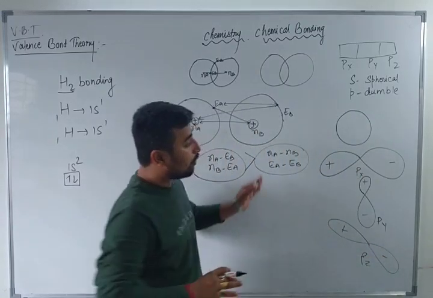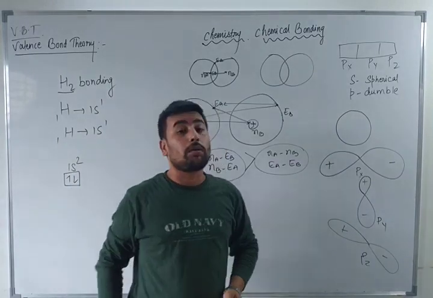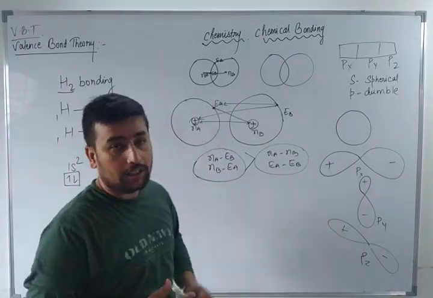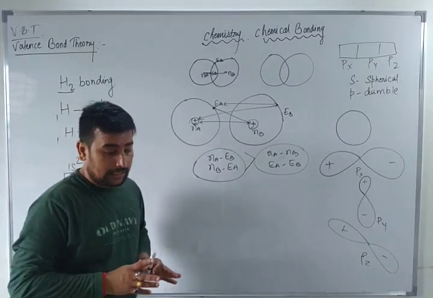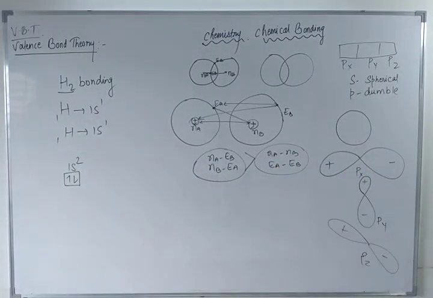So have you understood the lobes, the shapes of the atomic orbitals, and how these atomic orbitals will overlap with each other? These are the things we are going to discuss today. Especially in the valence bond theory, why there is orbital overlapping and what the concepts of overlapping are. As I already informed you about these atoms overlapping, right?